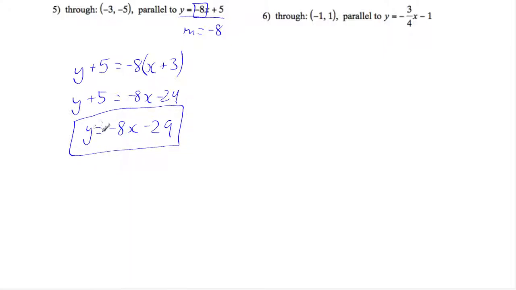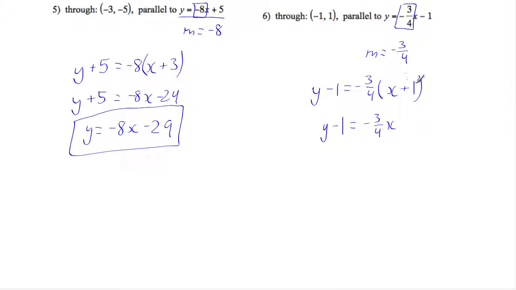Done. Over here, again, this is the slope for this line. And if I'm looking for the equation of a line that's parallel, m is going to be the same value of negative 3/4. So I do, again, y minus 1 is equal to negative 3/4 times x minus a negative 1, which is plus 1. So I do y minus 1 is equal to negative 3/4 x. Here, negative 3/4 times 1 is negative 3/4.